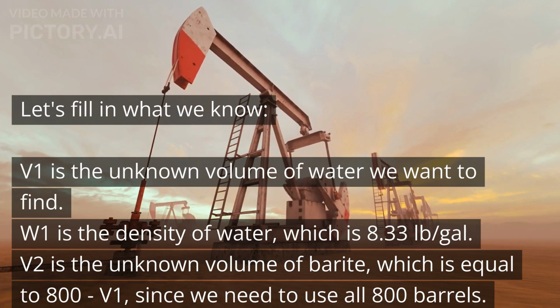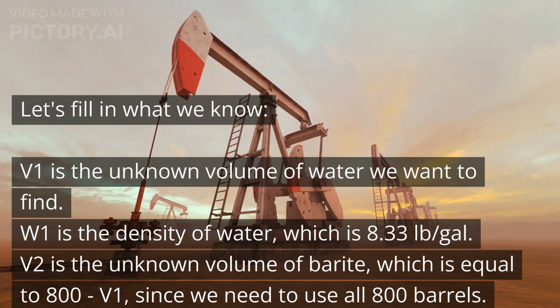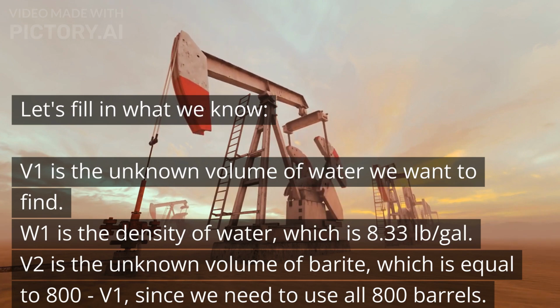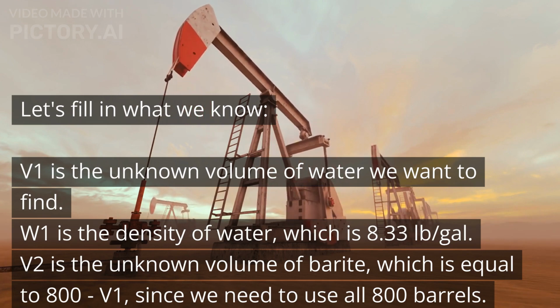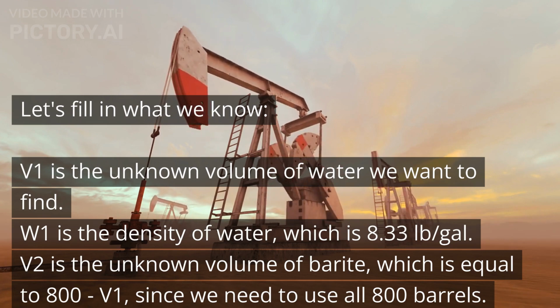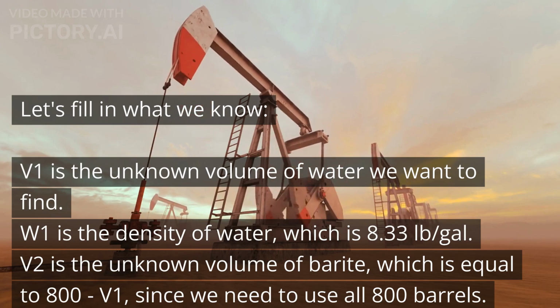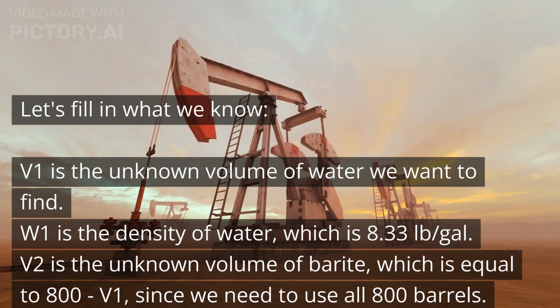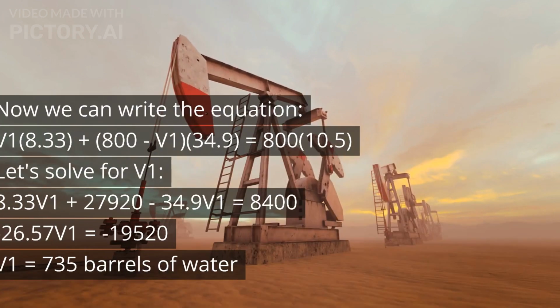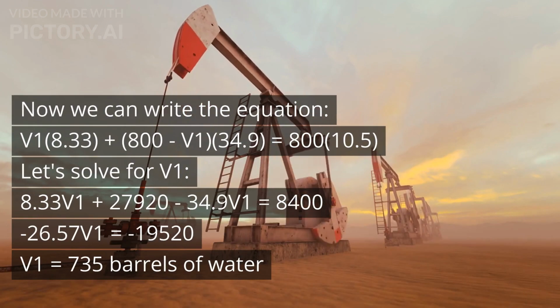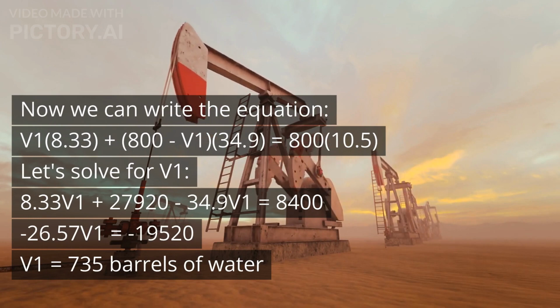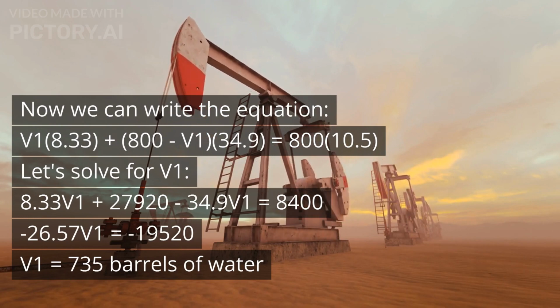V2 is the unknown volume of barite, which is equal to 800 minus V1, since we need to make 800 barrels in total. W2 is the density of barite, which is 34.9 pounds/gal. Vf is 800 barrels. Wf is 10.5 pounds/gal. Now we can write the equation. V1 x 8.33 plus (800 minus V1) x 34.9 equals 800 x 10.5.